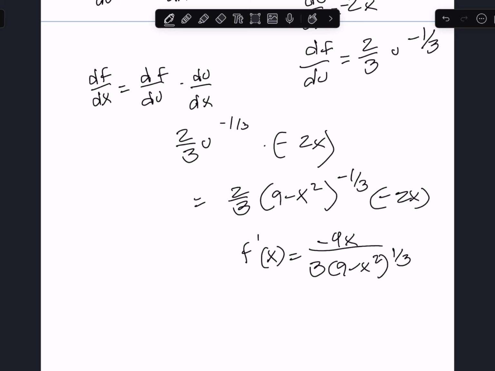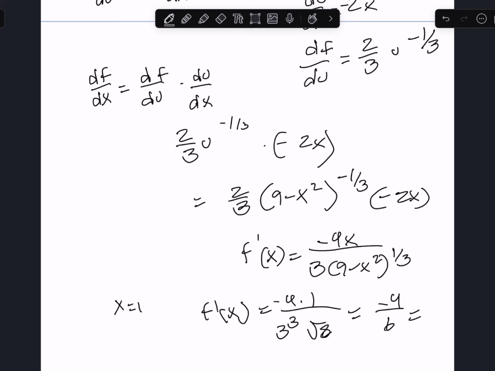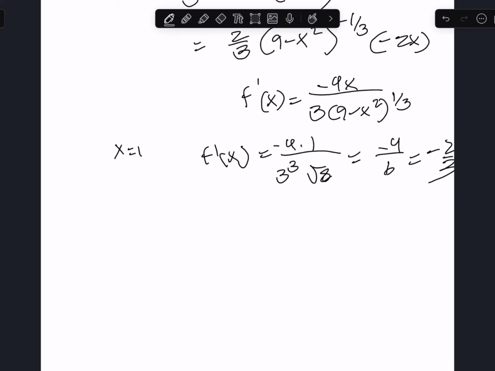Now, to find the equation of the tangent line at that certain point, we're going to have to input x equal 1, because that is the point that was given to us at the beginning of the problem. So f prime of 1 is going to be negative 4 times 1 over 3 times 8 to the power of 2/3, which is equal to negative 4 over 6, which equals negative 2 over 3. And that is your slope. That is the slope of the tangent line.